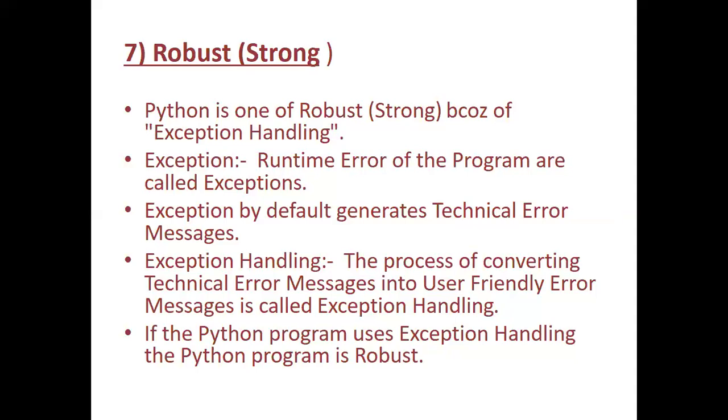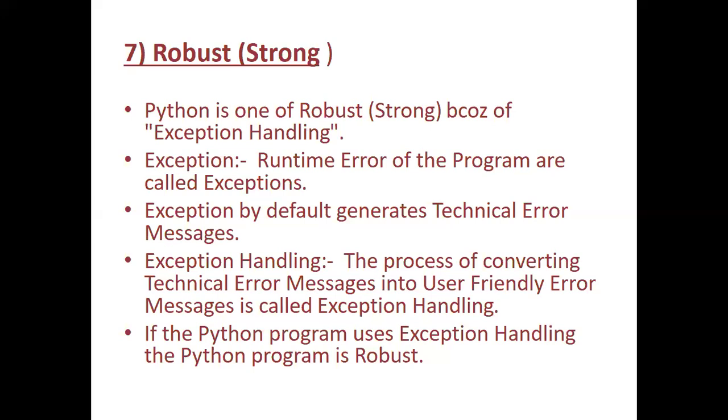It is a robust programming language. Why is it robust? Python is one of the robust programming languages because of its exception handling. Now, what is an exception? It seems to be a very heavy word, but exceptions are runtime errors. Runtime errors of the program are called exceptions. Whenever we run the program and get an error, that is called an exception.